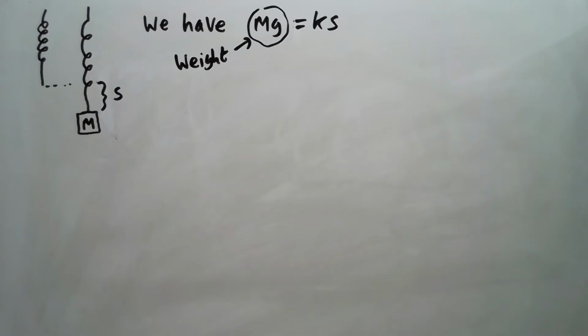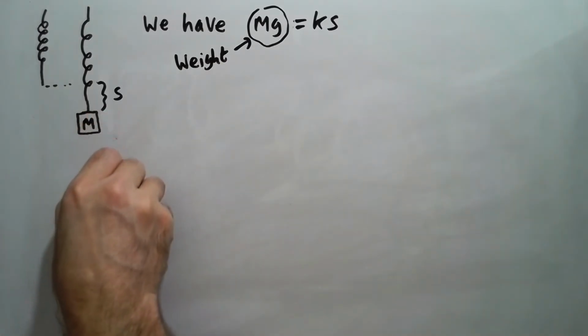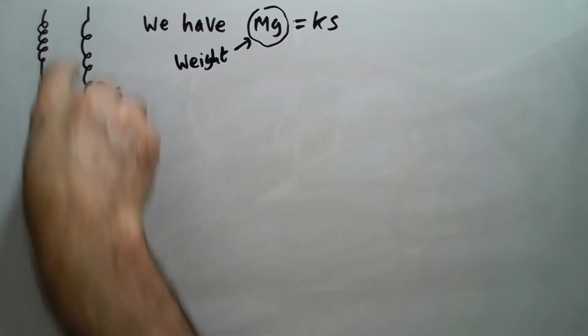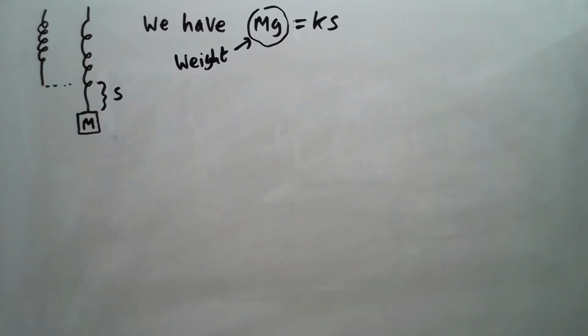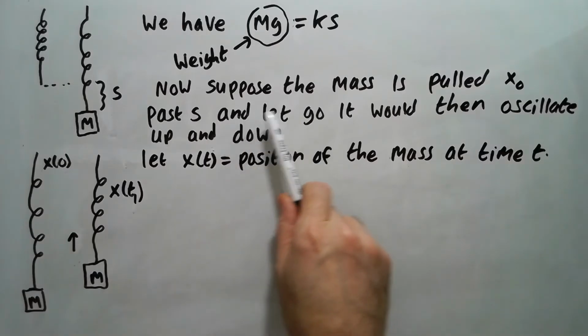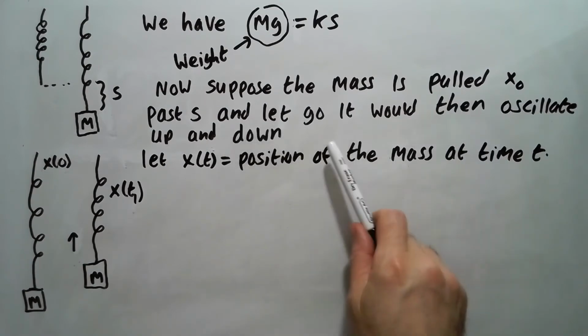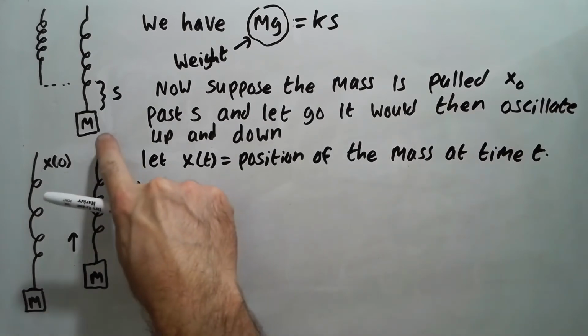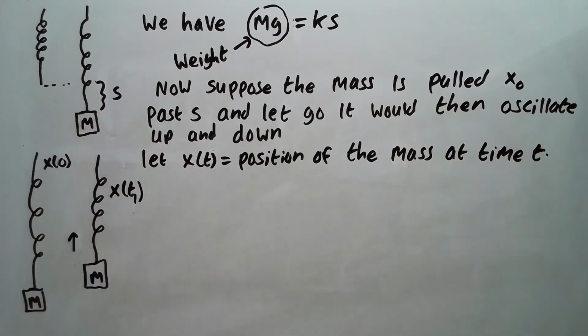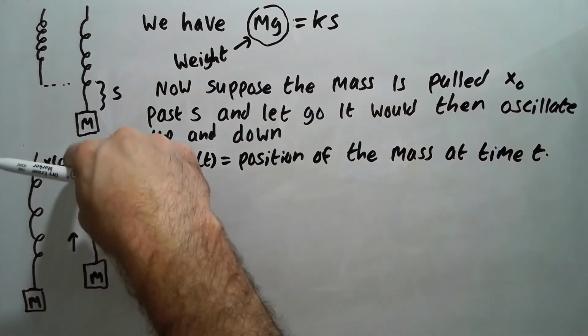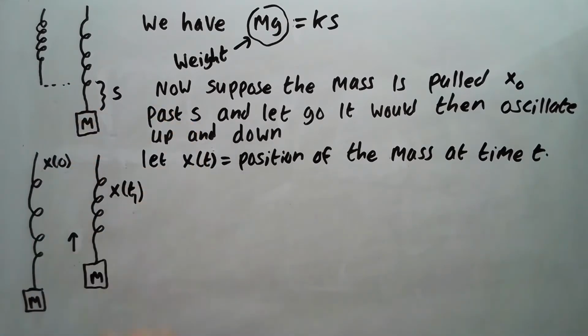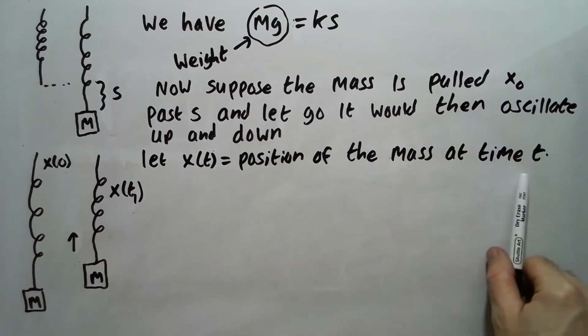Now say we pull the mass down a bit and let it go. If I pull this down a bit and let it go, it's going to oscillate, go up and down here. So let me write that here. Again, we're supposing that it's pulled x0 past s and let go. We then oscillate. So here it's at s, and say you pull it x0 past s, down here at time 0, then let it go. It's going to start going up, and then it's going to come back down again and oscillate like this, up and down. Okay, so we're going to let x of t be the position of the mass at time t.